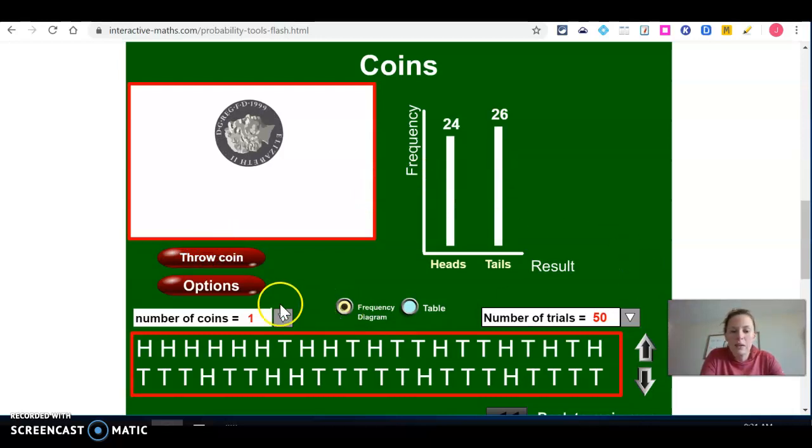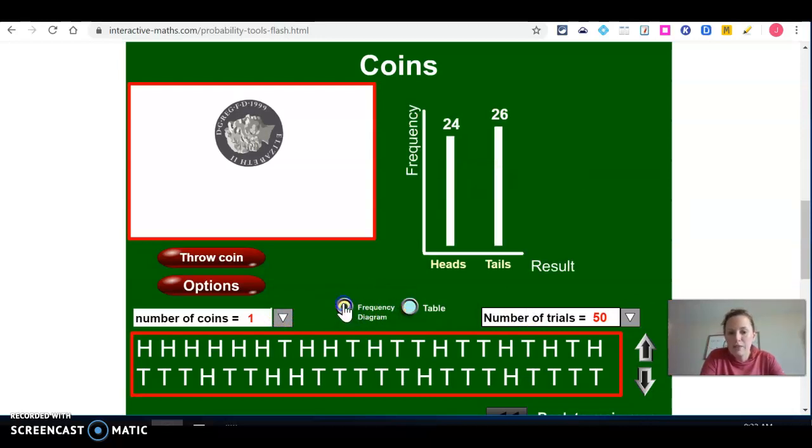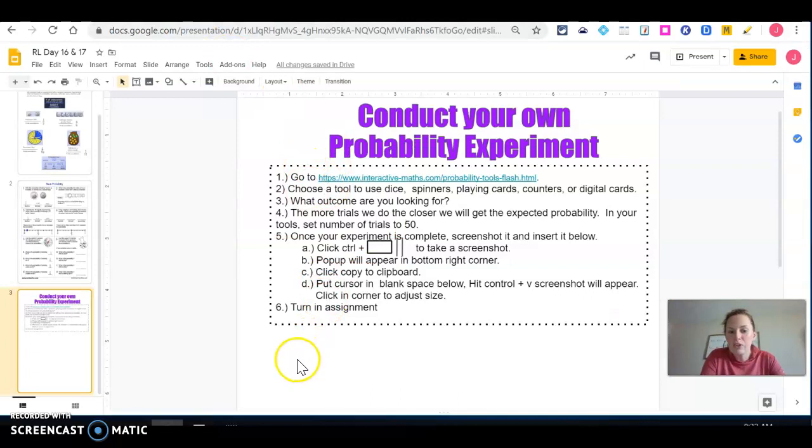Okay. And when you do that, you can either show it as a table or you can show it as a frequency diagram. It's totally up to you. Now, because it did all of them at the same time, you could conduct more than one if you would like. You could do them all. And what you're going to do is follow these instructions to insert the trial that you came up with below. And that's all you have to do for probability. Be sure to submit your assignment when you're all finished.